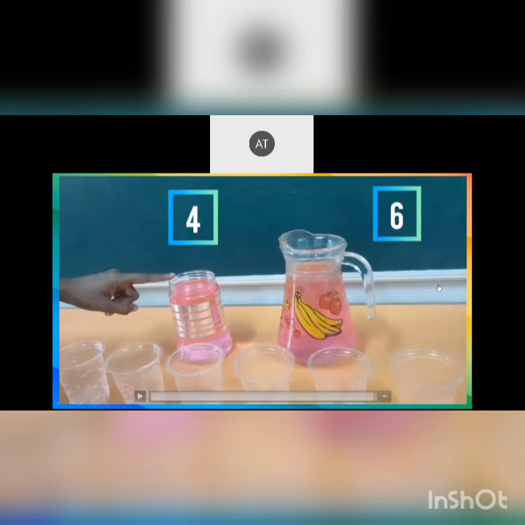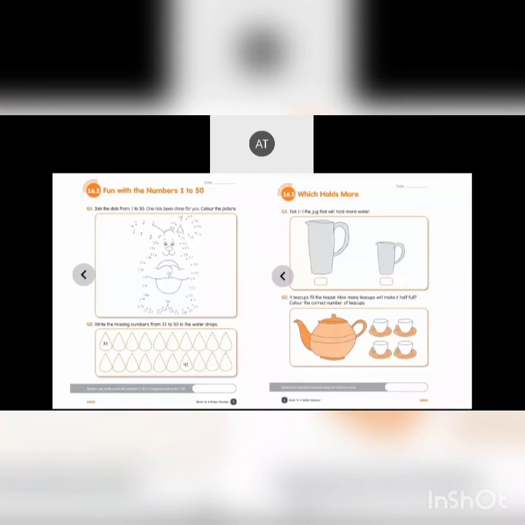We know this because we compare the 2 jars. One jar holds 6 glasses of juice and the other one holds only 4 glasses of juice, and 6 is more than 4. So we compared and we found out which one is bigger. So here we measured and compared the capacity of 2 containers, that is which one holds more. Yes? Hope you all are clear with this. Okay.